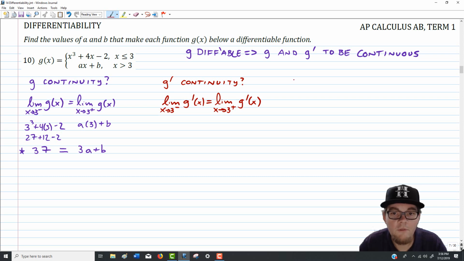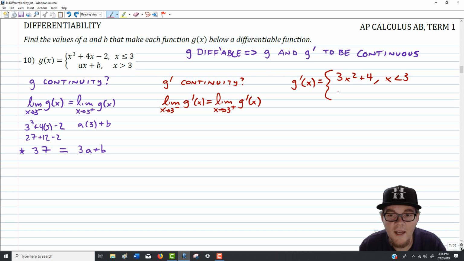In order to do that, it would be helpful to have g prime of x. And again, keeping in mind we're differentiating with respect to x, sometimes that can kind of throw people. The derivative of x cubed plus 4x minus 2 is just 3x squared plus 4 when x is less than 3, again ignoring the or equal to for now. And then the derivative of ax plus b, that's just a line when we differentiate with respect to x, which means the derivative of ax plus b is just a when x is greater than 3.